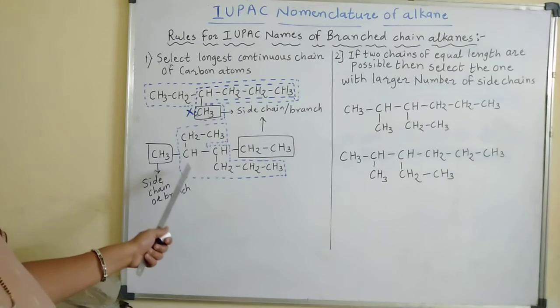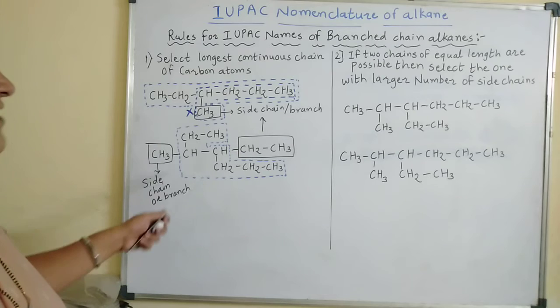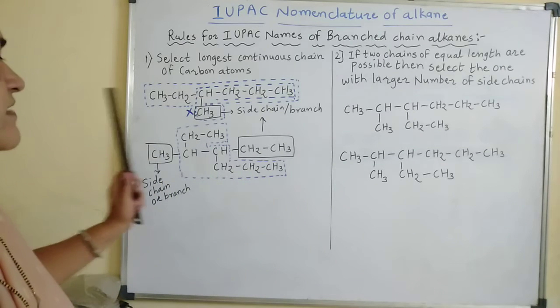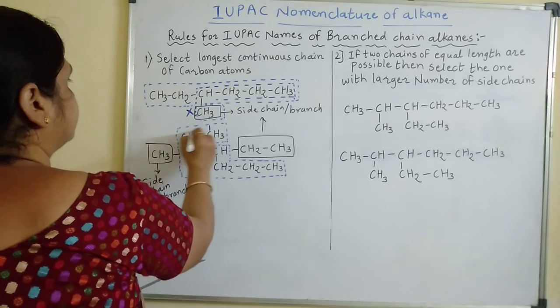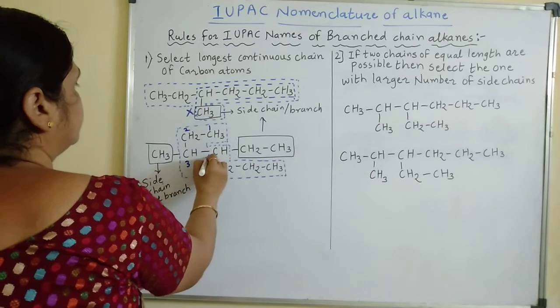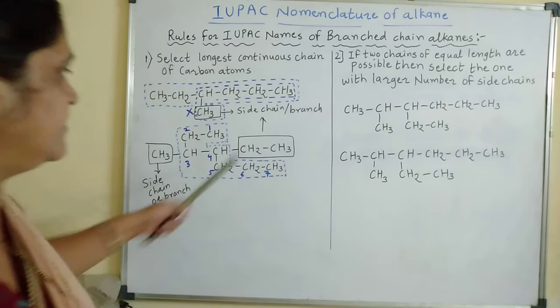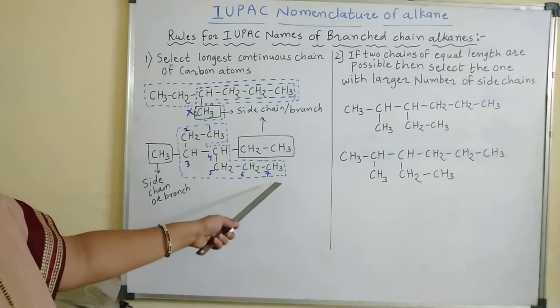Now coming to the next example, here also you will find that I have selected a zigzag pattern of the carbon chain, which has the maximum number of carbons. If you count from this carbon, it is 1, 2, 3, 4, 5, 6 and 7 carbon atoms in this carbon chain. This is also a continuous carbon chain.